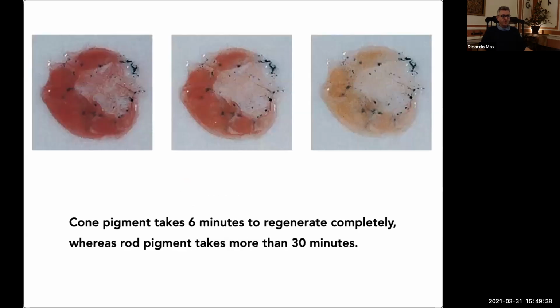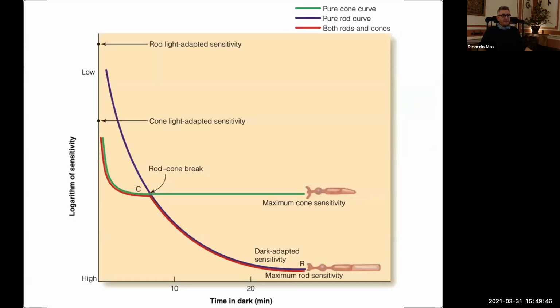Reuptake duration. So we said that cones recharge, they reuptake much faster than rods. And that's the difference that determines the time of dark adaptation. Cones reuptake much faster, but they reach a less sensitive point. The maximum sensitivity is less than rods, which reach their maximum sensitivity much later.